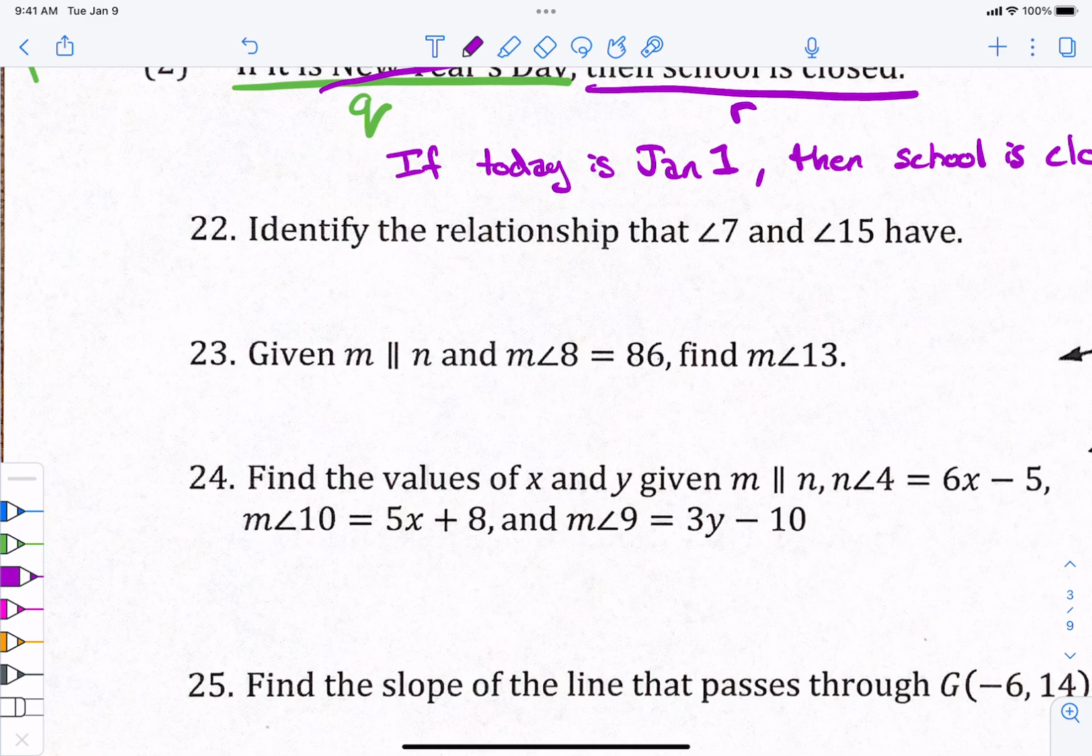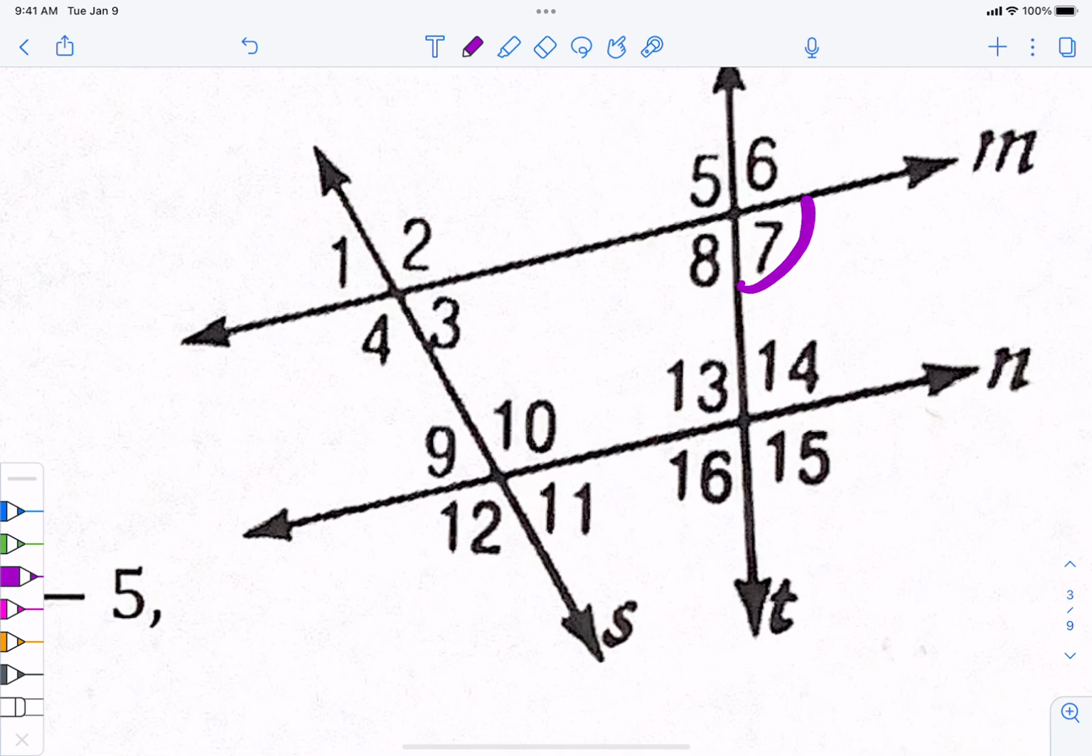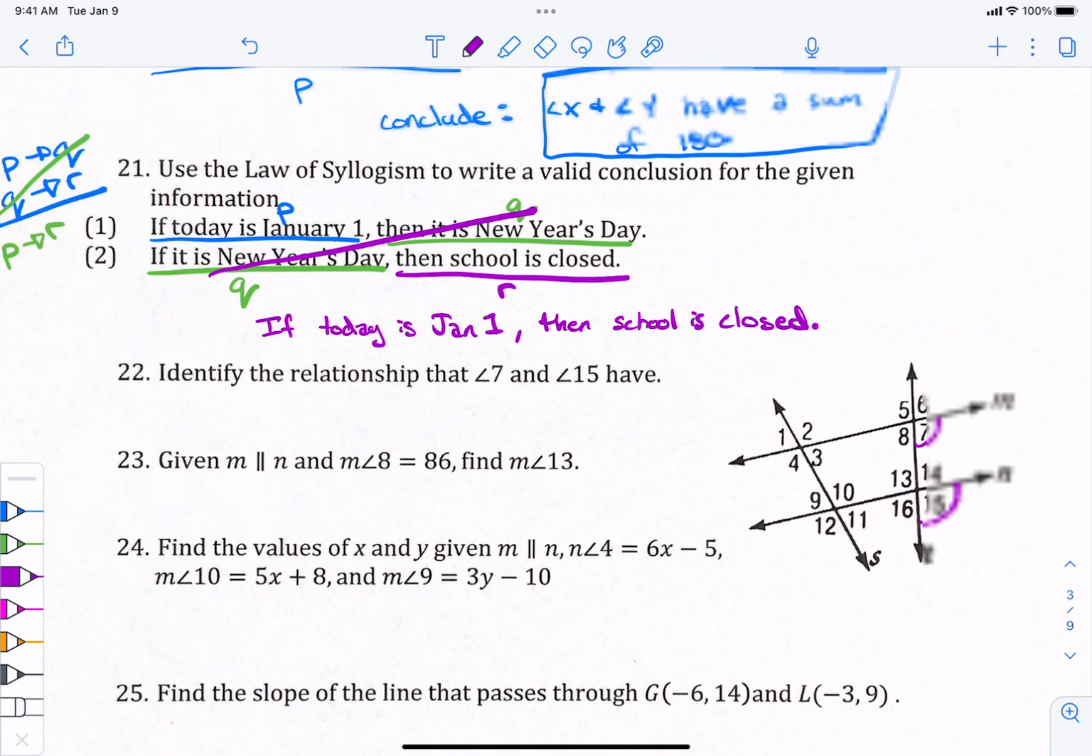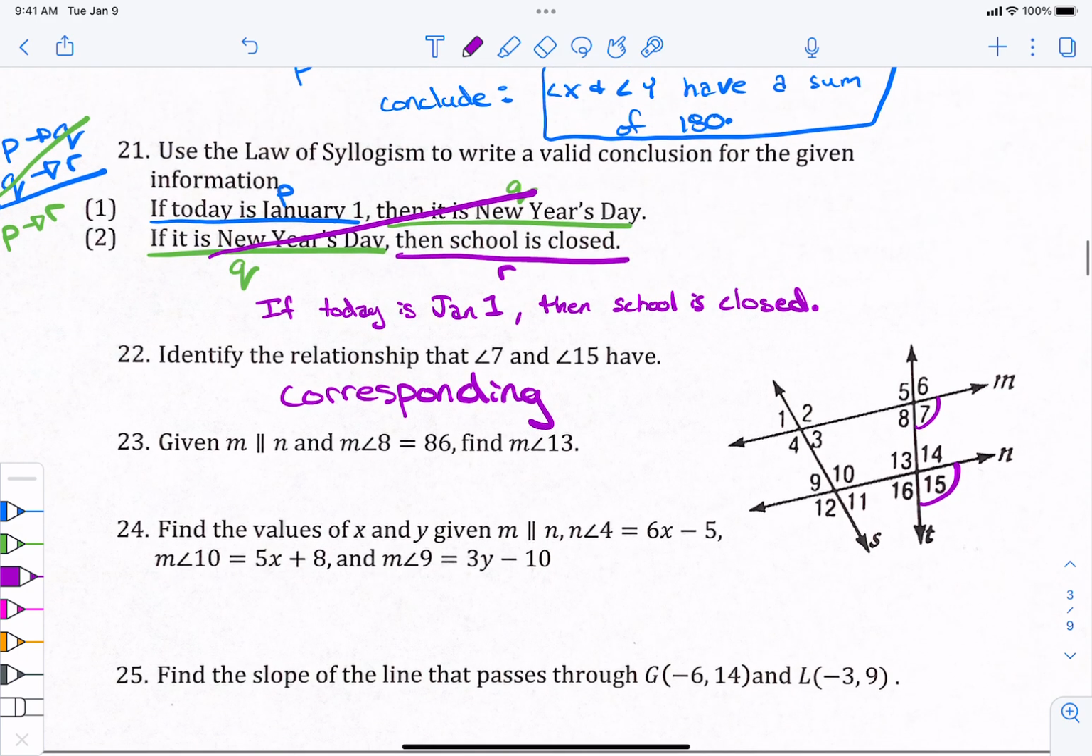I don't remember what it's called. Angle 7 and angle 15. Angle 7 is this guy right here. Angle 15 is this guy right here. Those are corresponding angles. Okay, should we write out some angle pairs over here off to the side? Yeah, let's do it.